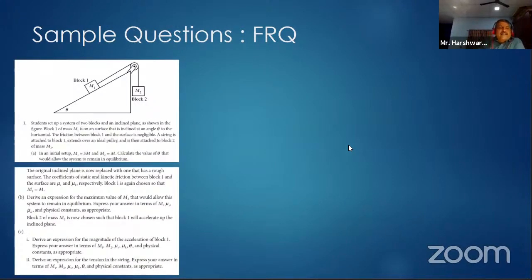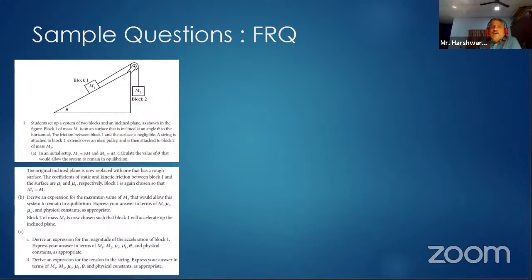This is a sample question. As you can see, a student sets up a system of 2 blocks. So we see a classic inclined plane question. On top of the inclined plane there is a pulley, with mass M1 on one side on the inclined plane and M2 on the other side, hanging. So obviously, you need to draw the free body diagram, analyze all the forces in the system, and find out the acceleration.